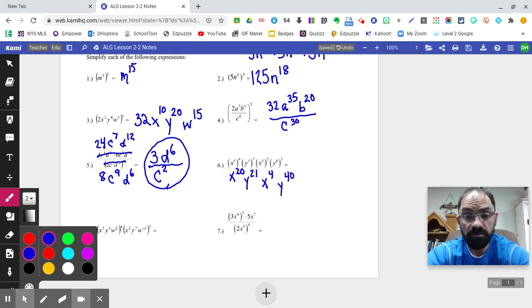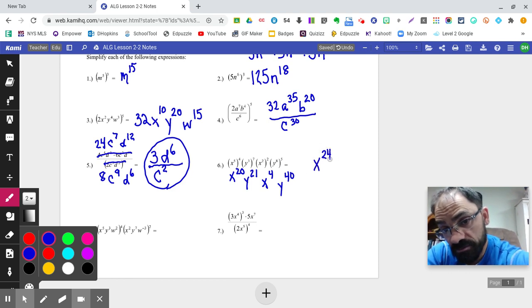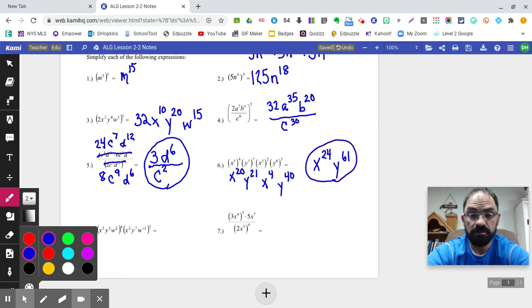And now I can combine, well, it's not combining, but I can simplify this. X to the 20th times x to the 4th is x to the 24th. Y to the 21st times y to the 40th is y to the 61st. Okay, we are getting there.